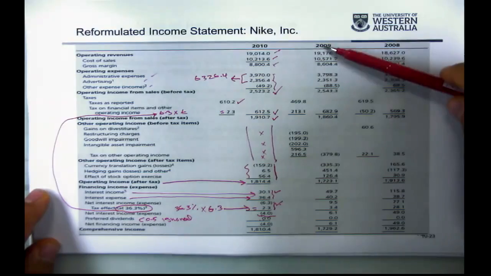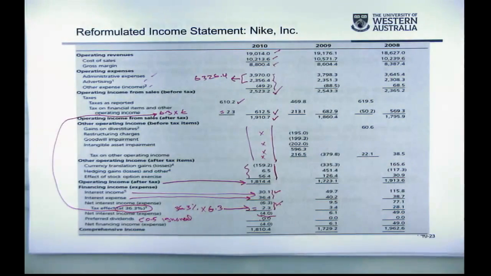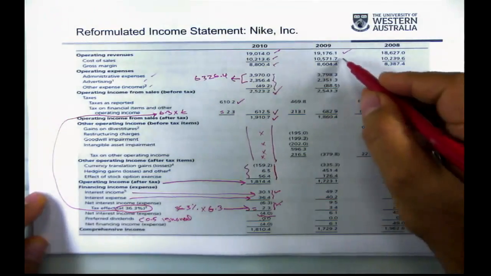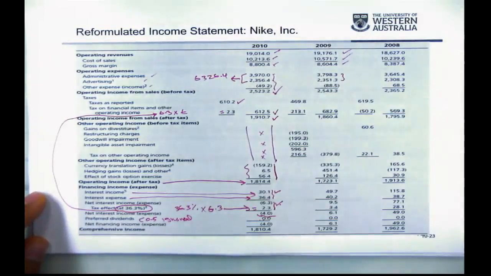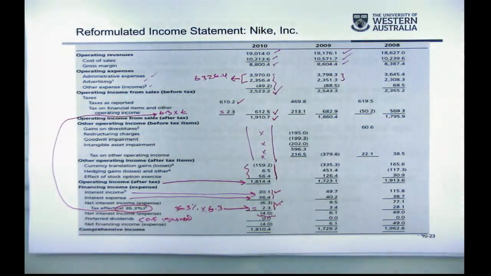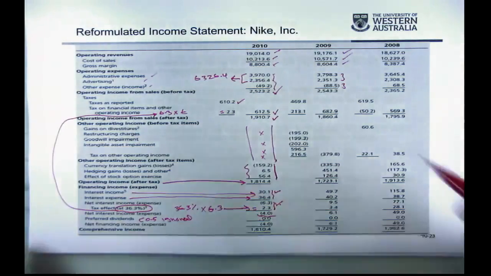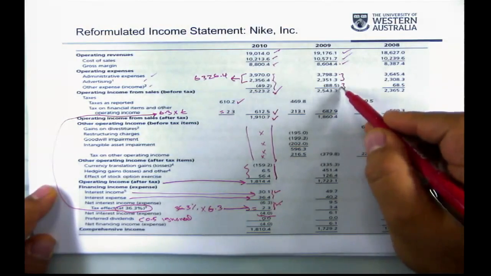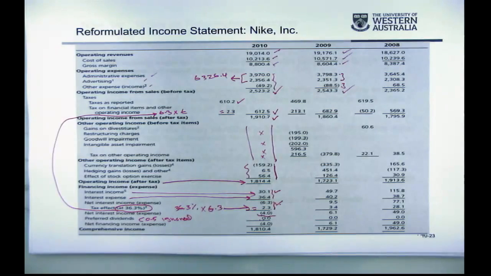Okay, now let us go to 2009. It is more difficult, so let's see how to deal with it. Again, we take the sales figure as reported, this is the cost of sale, this is the gross margin, and this is the breakdown of the selling, general and admin. Then this is the other expense or income. We take this minus this, minus this, plus this, and we have the operating income from sales before tax.